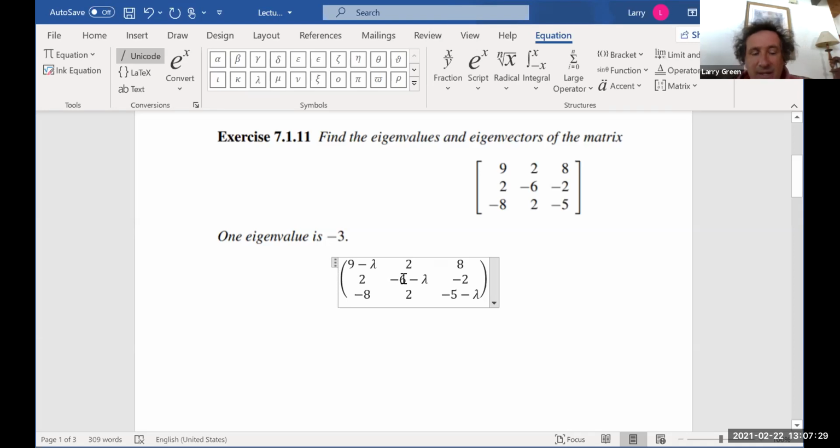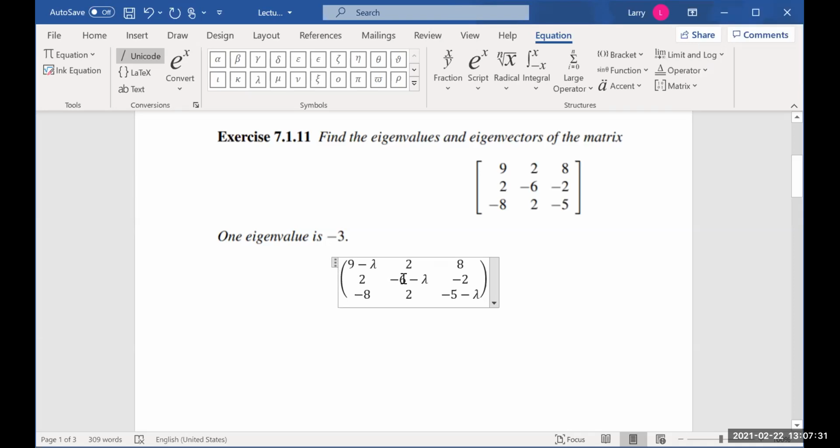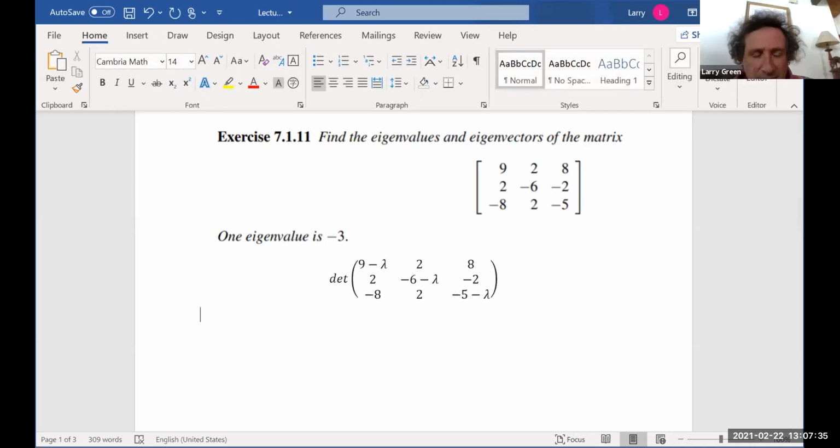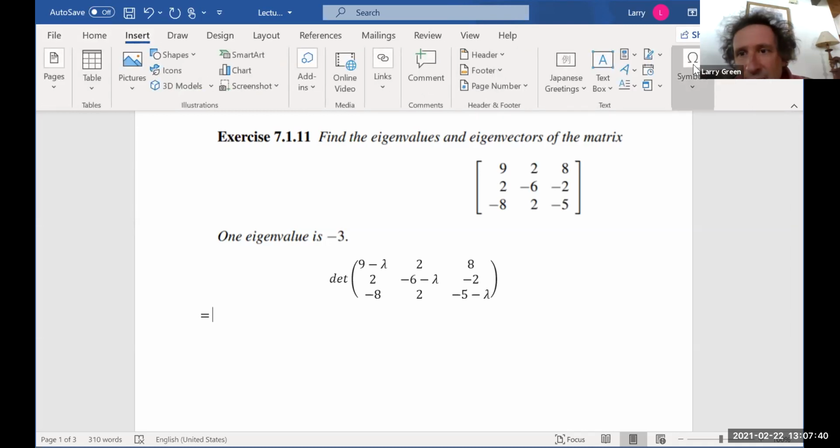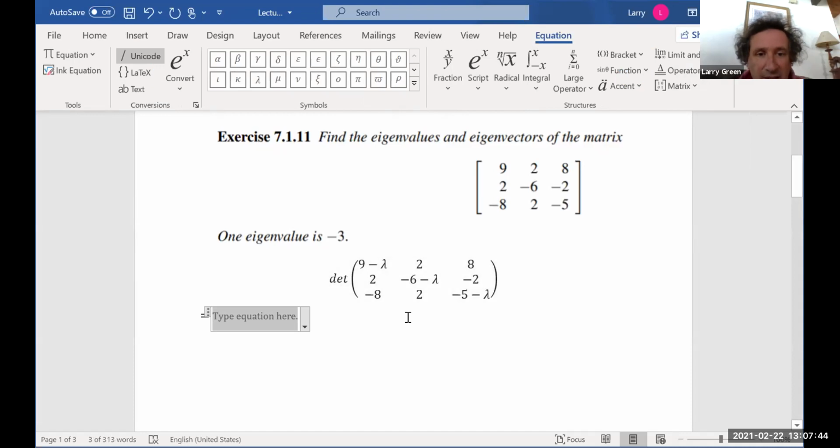And what do we do with that matrix? Find the determinant of it. Yeah, we find the determinant. So far, so good? So now let's go find that determinant. It's a bit messy. So let me get there. Okay, so you're going to have 9 minus lambda.